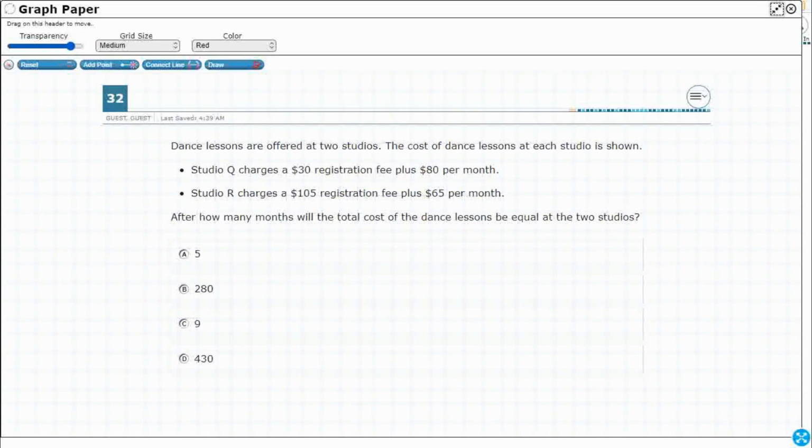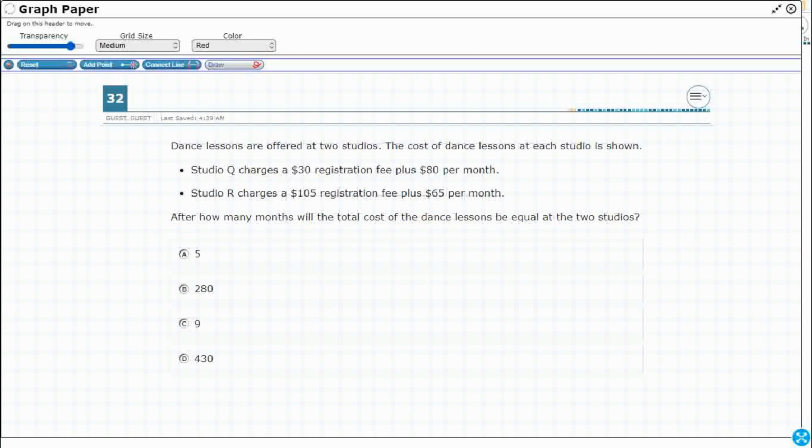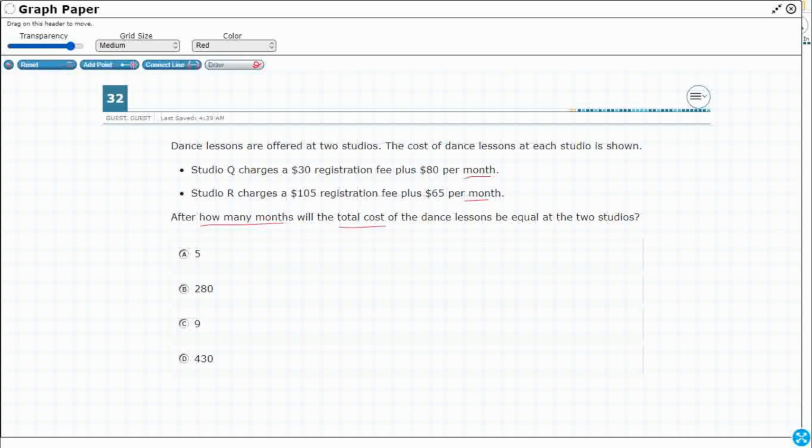All right, so what we have here are two different equations, right? We've got two things we're looking for. Well, after how many months? We've got a per month, so that's going to be one of our variables. And then we've got the total cost. So let's label how many months as our independent variable, our x, because we're going to start with that. The total cost is our dependent variable, which depends on how many months it is.